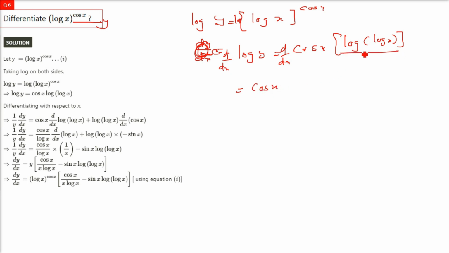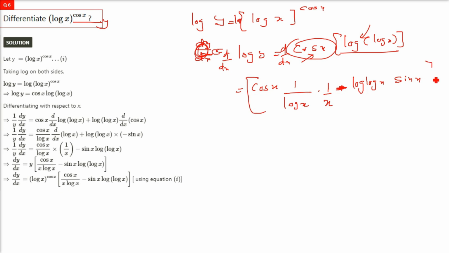Differentiation of log x will be, this is first term, this is second term. So we have taken already this outside. Differentiation of log x will be 1 by log x, and then log x differentiation also. So log x differentiation is 1 by x. Then we put an add sign because we are doing the product rule. Log x will come in front. Cos x differentiation is minus sin x. So I'll change it here only. Minus sin x. So this is the final one. No change here.